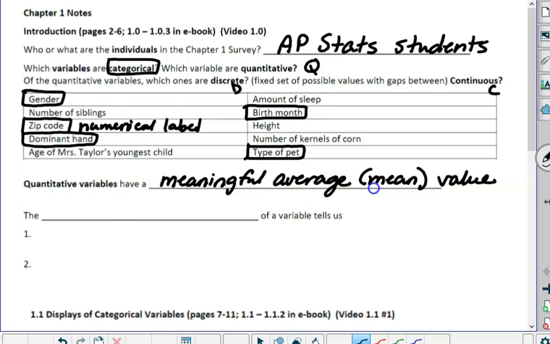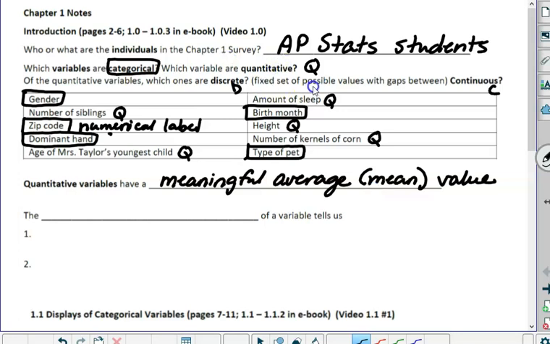You could find the average number of siblings in a family, the average age that people guess my youngest child to be, the average amount of sleep, the average height, the average number of kernels of corn guessed by students. So all of those make sense. So those are all quantitative variables. So I'm going to put a Q by all of the other ones. Now we need to decide if they are discrete or continuous.